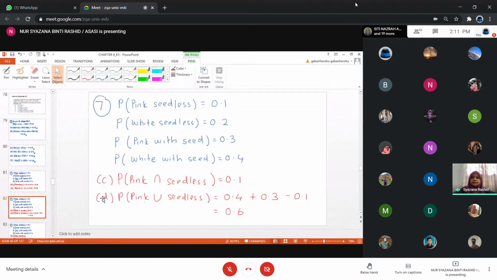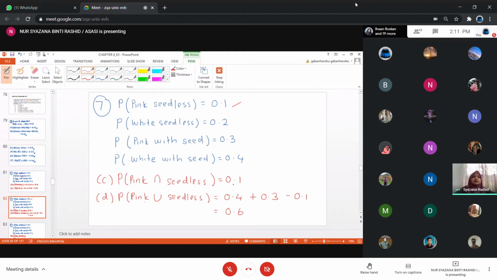For C and D, it is compound. Number one, it said pink and seedless, meaning the colour of the grapefruit is pink and it is seedless. Actually the answer has already been given in the statement, which is this one. This is the intersection: pink, seedless. If you look at the others, none has both characteristics. The ones below are not, and this one is white. So only this one. The answer is 0.1. There's no calculation needed here.